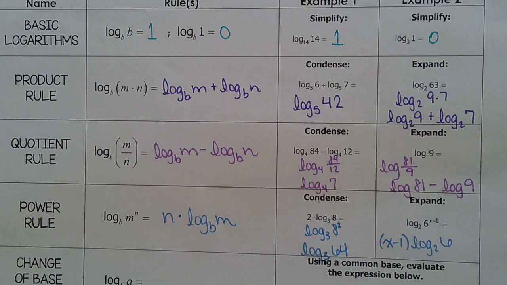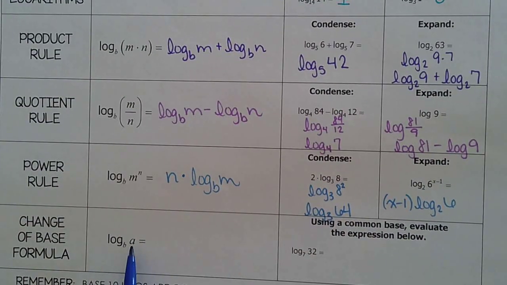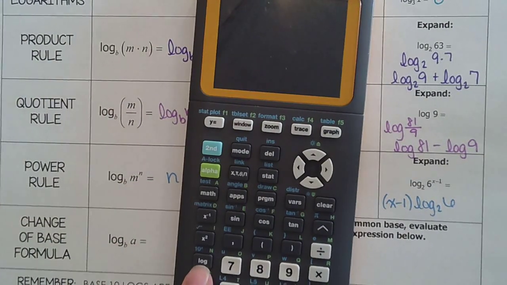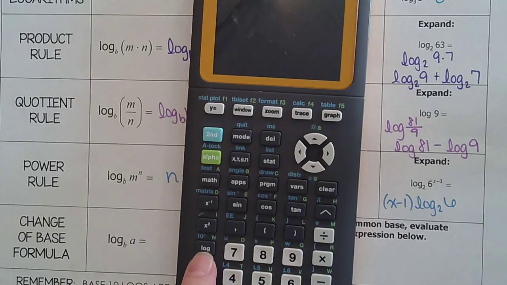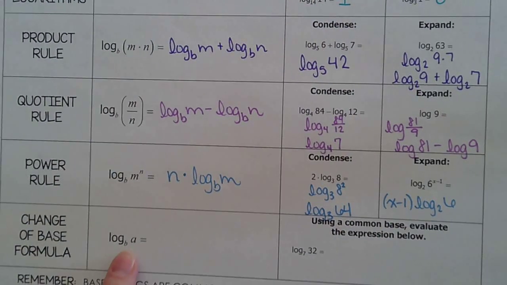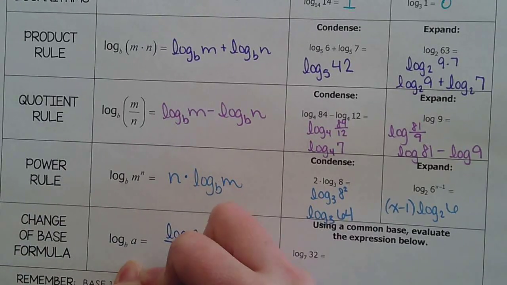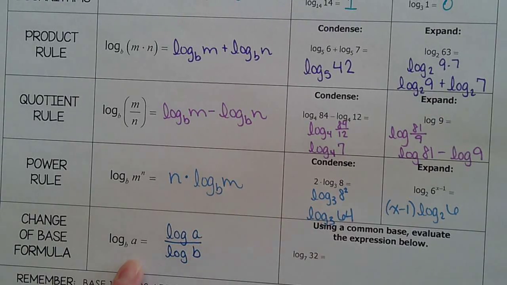Okay, and then the last tool that we need when we're working with logs is just to remember the change of base formula. If we have log base b of a and we want to solve it for a value in our calculator, and we know that the button in our calculator only does the common log, log base 10, we can use the change of base formula, which is log of a divided by log of b. And you hit enter in your calculator and it will give you that output.